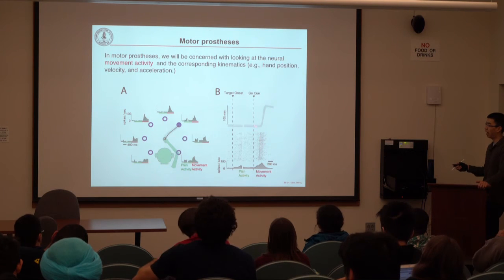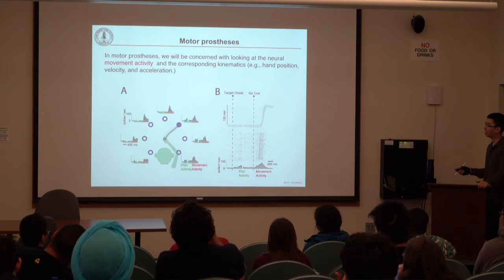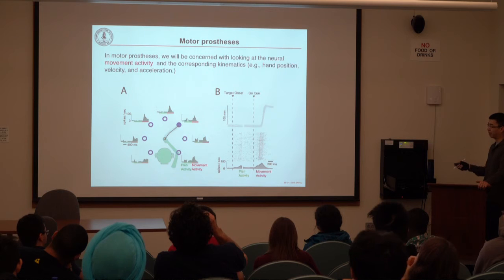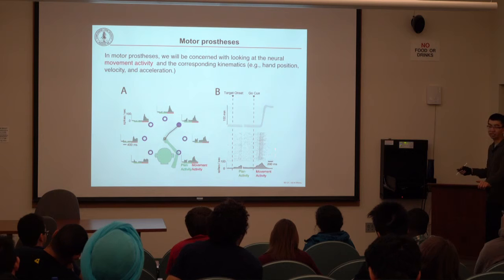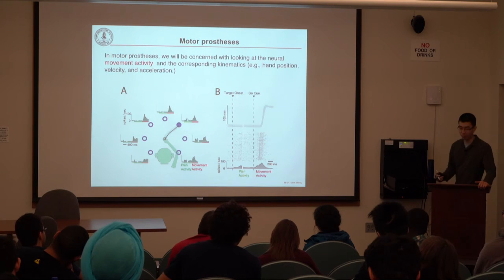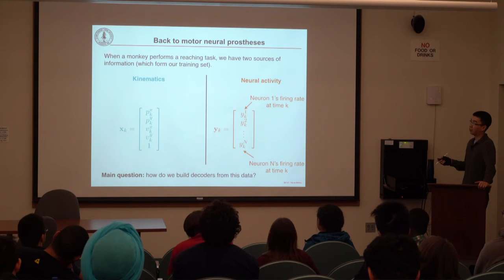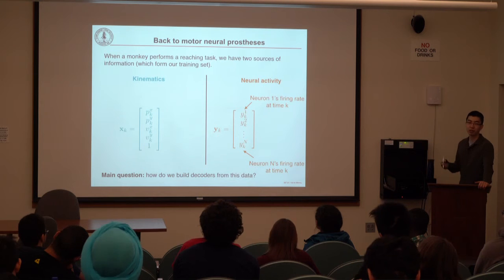And so when he goes from this center target to this upright target, if we were to plot his position in the y direction, we would see that it goes up and then it holds up. And so here we have kinematic information. And then we also have equivalent neural information based off of the movement. And so when we have a monkey perform a reaching task, we have 2 sources of information which form our training set.